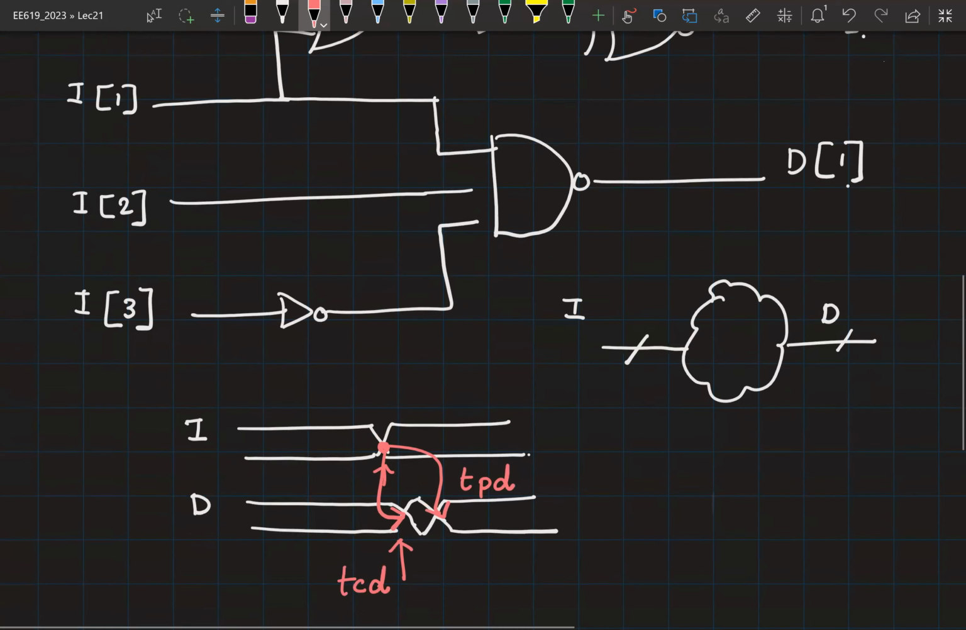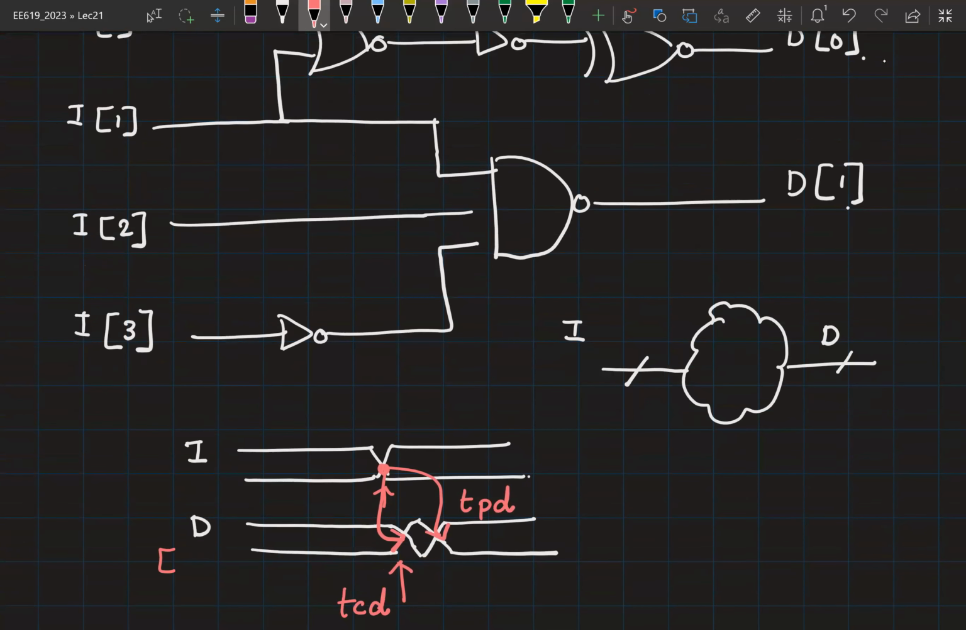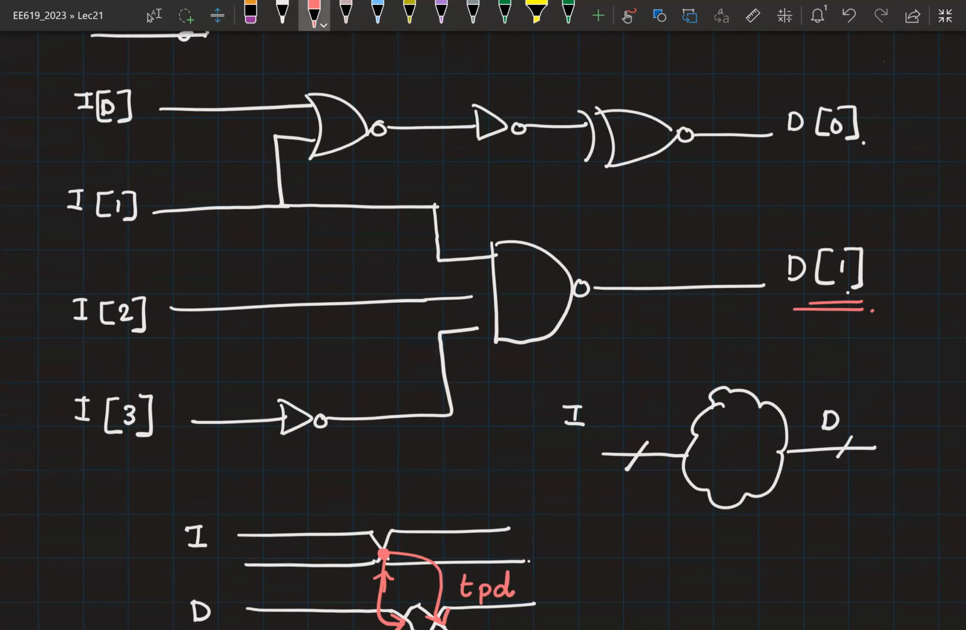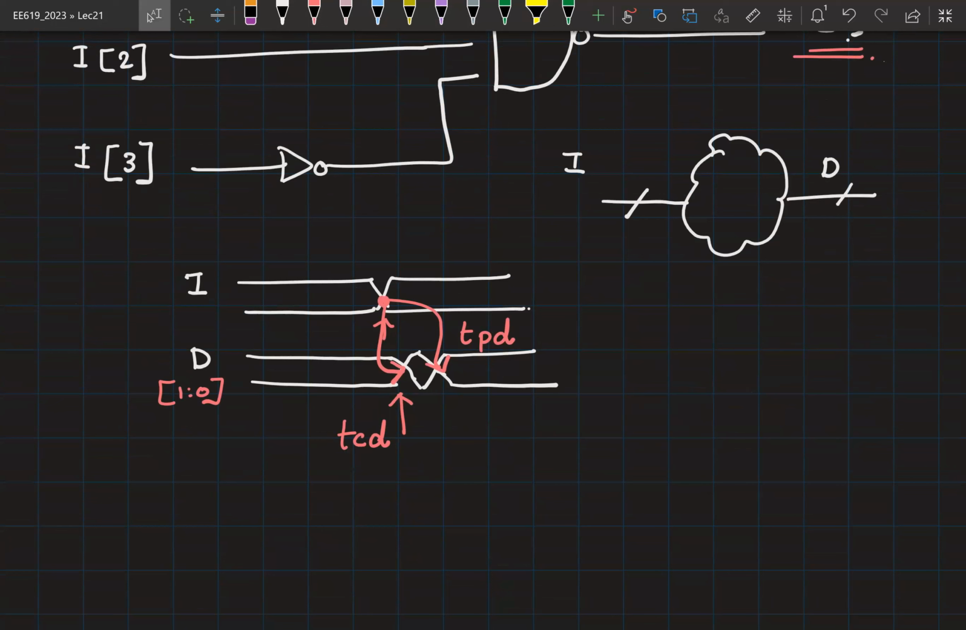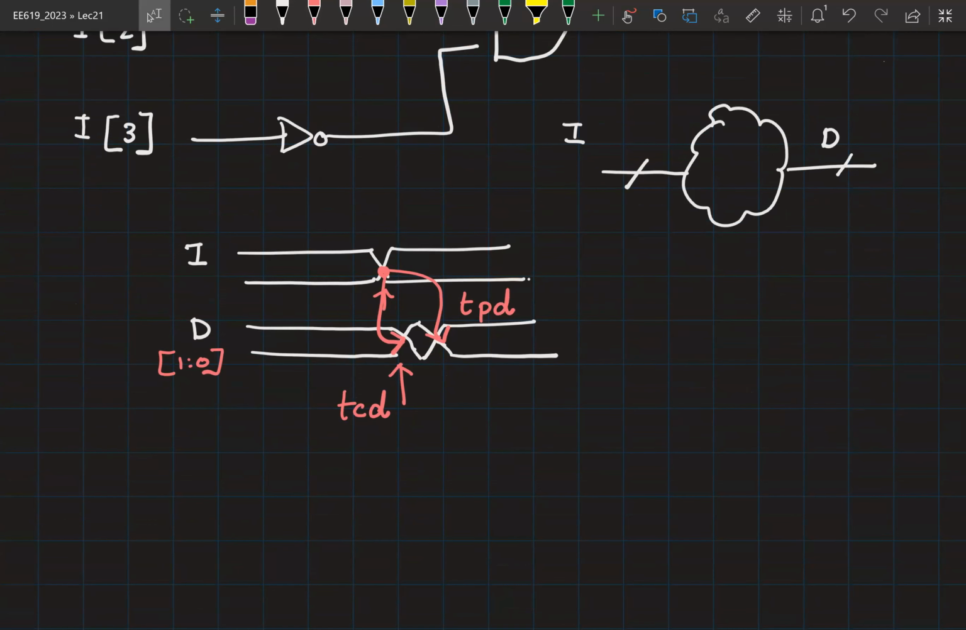So I have now shown D. D consists of 2 bits, 1:0. Initially, your D1 is going to change, right? So D1 has changed, D0 has not changed till then. And then after a short while, your D0 is going to change. So if I were to look at D as a bus, initially there is a transition, and then you have one more transition before which it settles. So here TCD is the contamination delay.